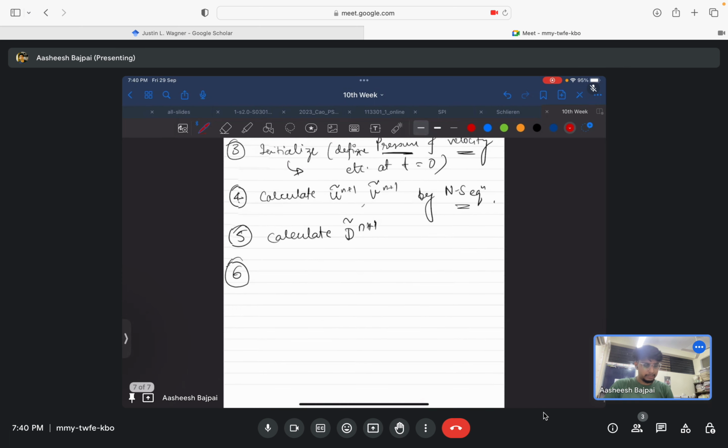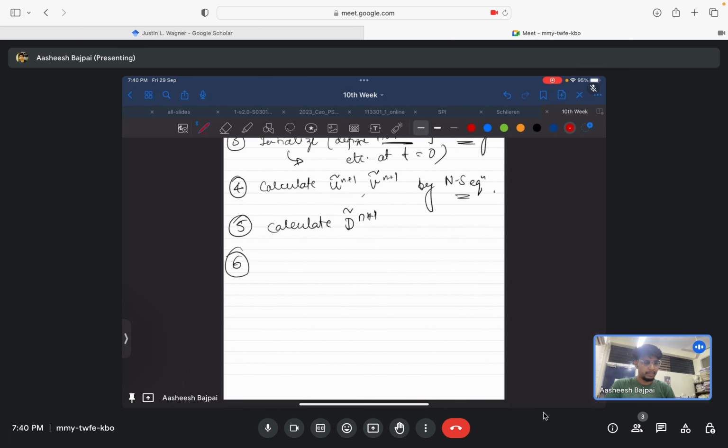I tried to make it as simple as possible, but this point is a bit tricky. So I reached till this t tilde n plus 1. How will you calculate it? You know the u tilde, v tilde values, and you will calculate the t tilde n plus 1 value. Then we will check whether this t tilde is less than the error or not. If not, then we will do something.